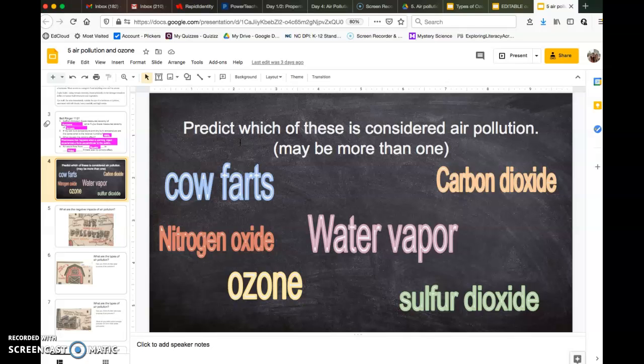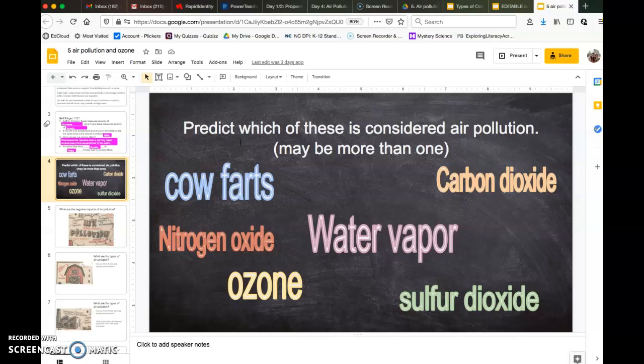I hope you've identified at least carbon dioxide. That's a very hot topic word in the climate change vocab. So that's an air pollutant. So is sulfur dioxide. That's actually what causes acid rain, which we'll study in a couple lectures. Nitrogen oxide is also an air pollutant. The ozone is an air pollutant, one type of ozone.